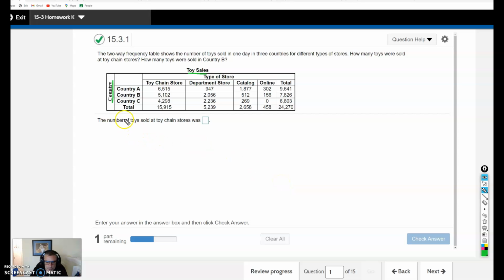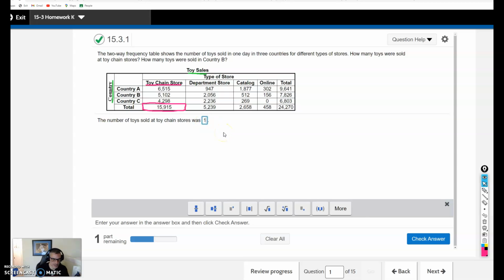So it says that the number of toys sold at toy chain stores was. So they don't care about the country. They just want to know, well, how many toys were sold at a toy chain store? So we're just going to go to the toy chain store column, and we're going to look for the total. Because it didn't say in country A. It just said in toy chain stores in general. So what we are looking for is this number right here, the total. All right. So this number, 15,915, represents the total number of toys sold in toy stores, regardless of country.